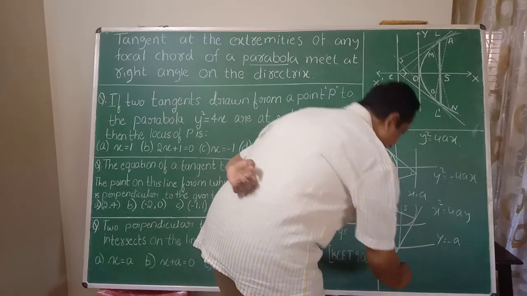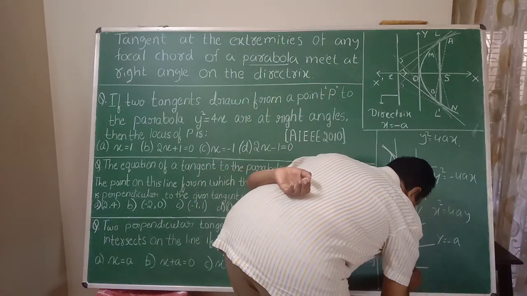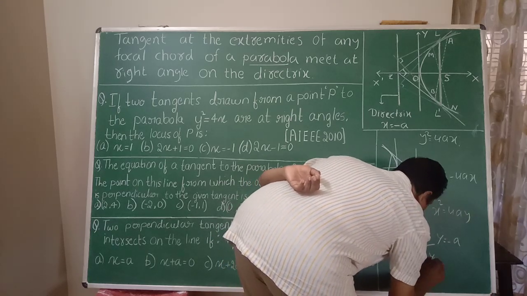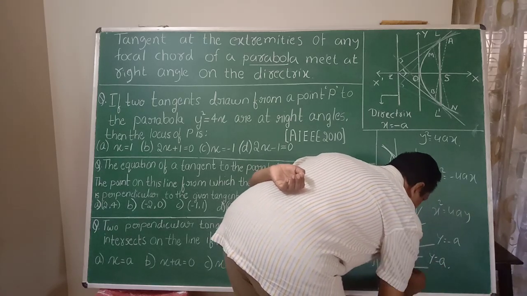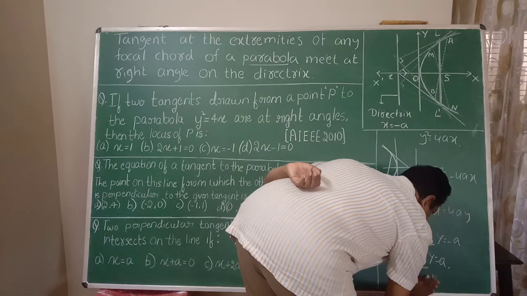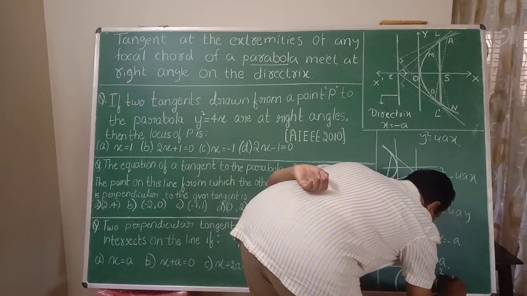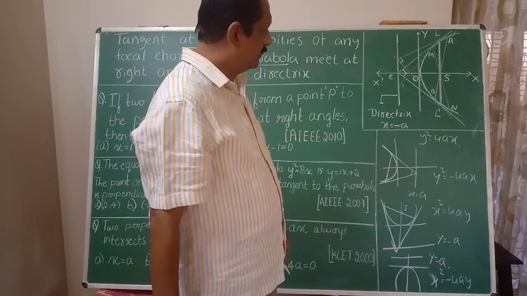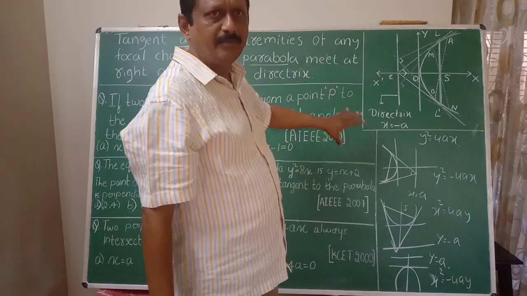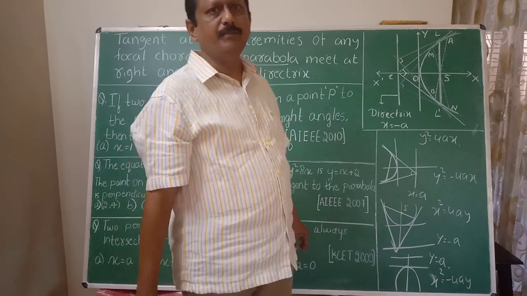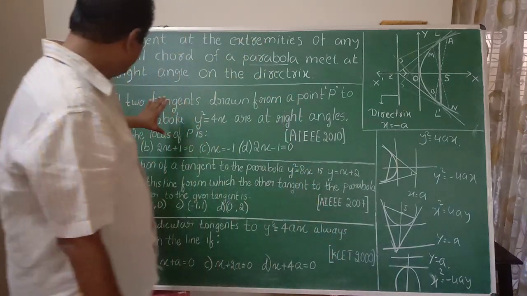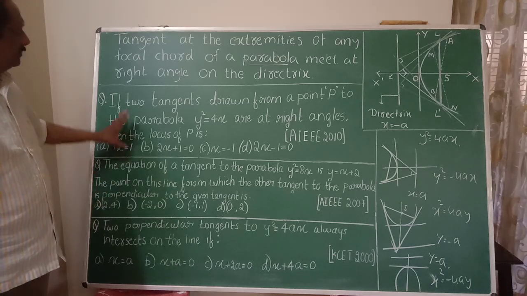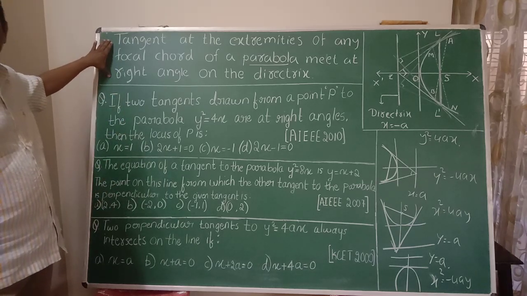Suppose the parabola is in the downward direction here, then the equation of the directrix is y is equal to plus a. In this case, the equation of the parabola is x square is equal to minus 4ay. Therefore, this is a new concept, and a very important result. Here there are three examples, and all three depend upon this concept only.